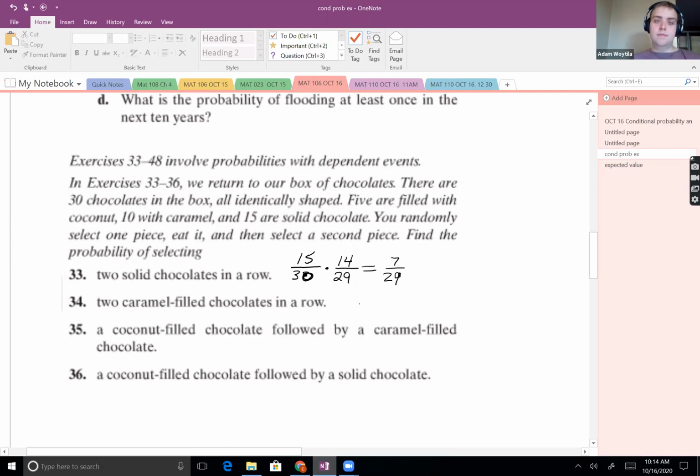We're reopening a new box of chocolates, 30 in it. How many of them are caramel? 10. So the probability of the first one being caramel is 10 out of 30. That was good. What's the probability of the second one being caramel? 9 over 29. 9 out of 29. And so I believe that that reduces to 3 out of 29.